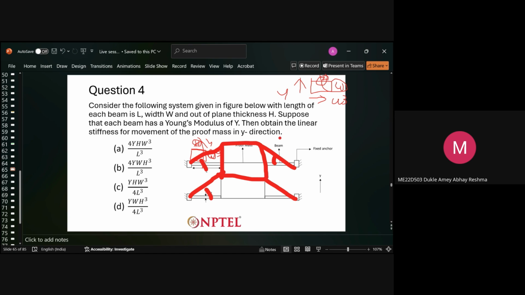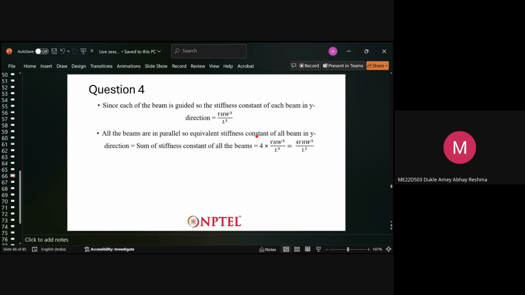If the deflection would have been different, then they come in series. Here, since all the deflection is in parallel, what we are getting is 4K. That is the total spring constant, the sum of the spring constants of all the beams. That is 4 into Y h cube upon L. Okay. Are you able to understand this?